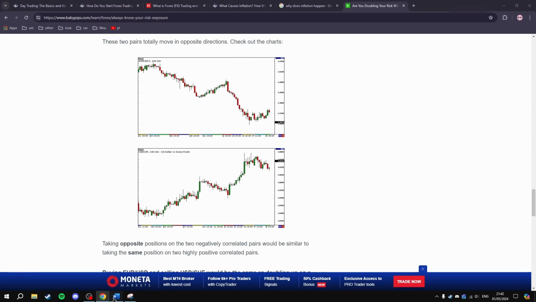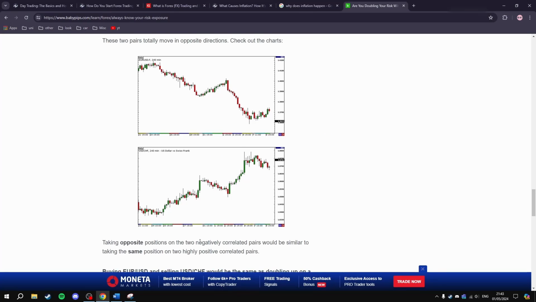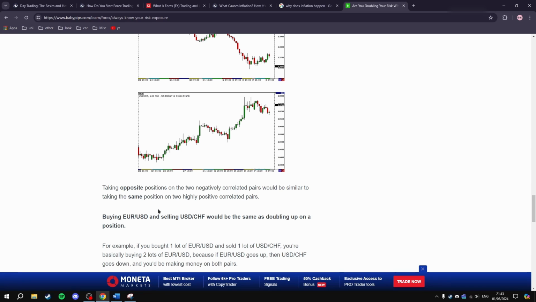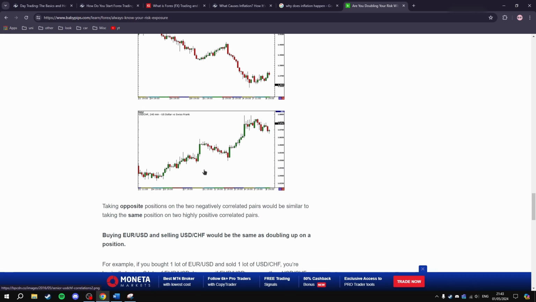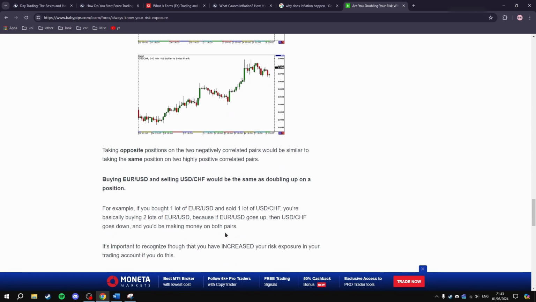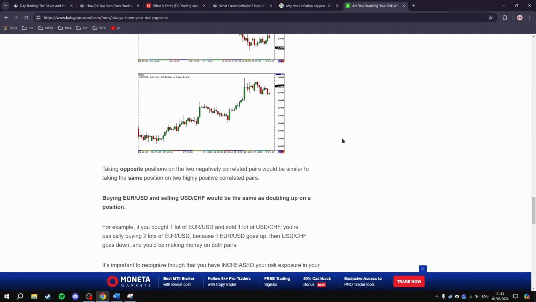Okay, so two different charts. Taking opposite positions on the two, buying Euro USD, so buying this, and selling USD CHF will be the same as doubling up on a position. Taking opposite positions on the two highly negative correlated pairs would be similar to taking the same position on two highly positive correlation pairs. For example, if you bought one lot of Euro USD and sold one lot of USD CHF, you're basically buying two lots of Euro USD. Because if Euro USD goes up, then USD CHF goes down, and you're making money on both pairs.